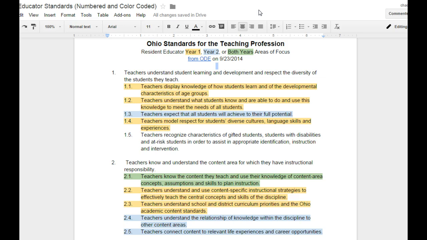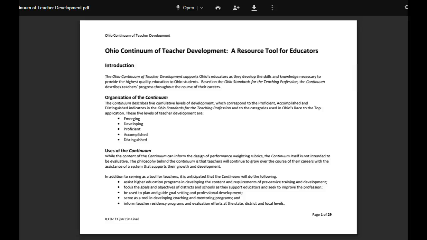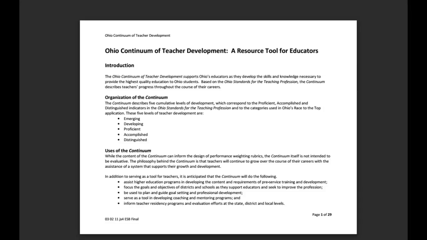Now, does this focus maintain itself on Ohio's teacher standards beyond the Resident Educator Program? Yes. Here is a little breakdown to help you understand how, and to help you understand why you should put some focus on these teacher standards now. This is the Ohio Continuum of Teacher Development. I'm going to scroll down a bit in it. It's available as one of our resources and of course on ODE's website.